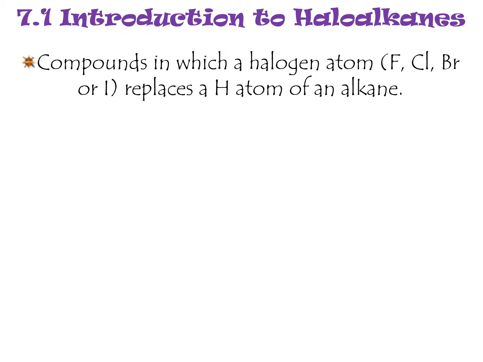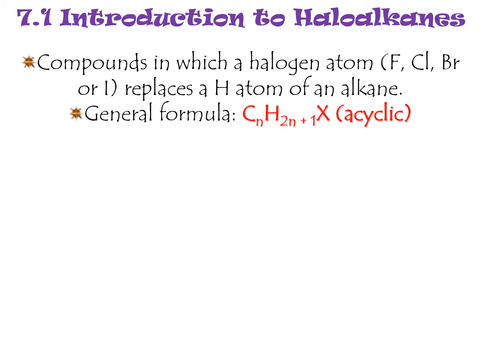Haloalkanes are compounds in which a halogen atom, fluorine, chlorine, bromine, or iodine, replaces a hydrogen atom of an alkane. The general formula of an acyclic haloalkane is CnH2n+1X, and the general formula of a cyclic haloalkane is CnH2n-1X.